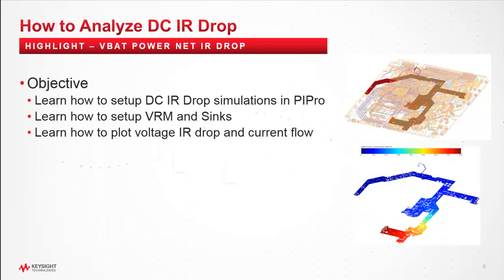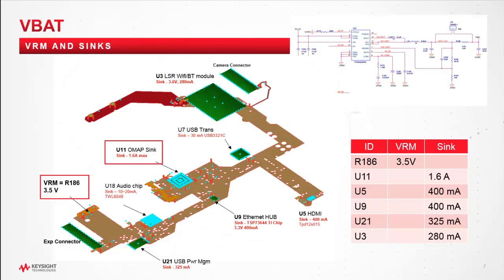In this tutorial, our objective is to learn how to set up a DCIR drop simulation in PIPro, how to set up VRM and sinks, and then look at the results. For this case, we will be using the VBAT power net, and this slide shows you the VRM detail and the 5 sinks which we'll be using for our simulation purposes.